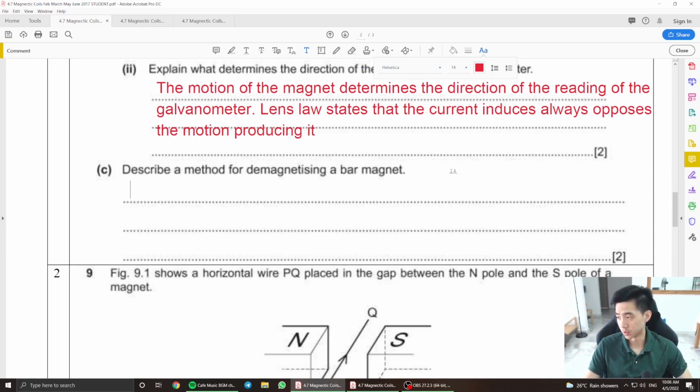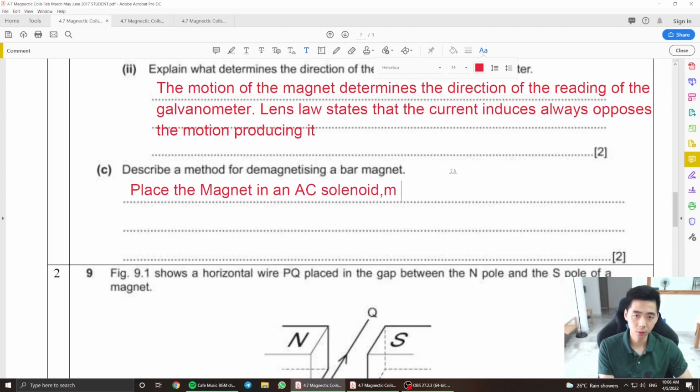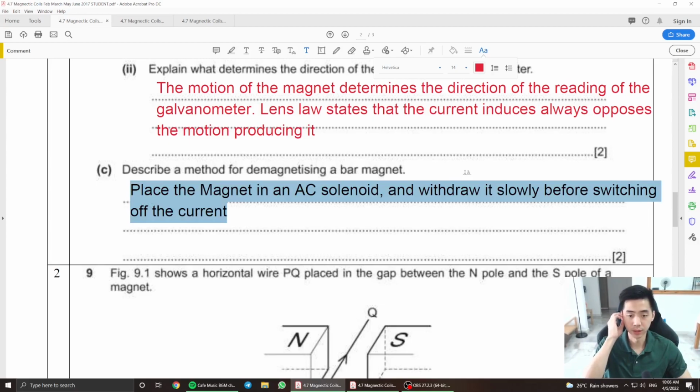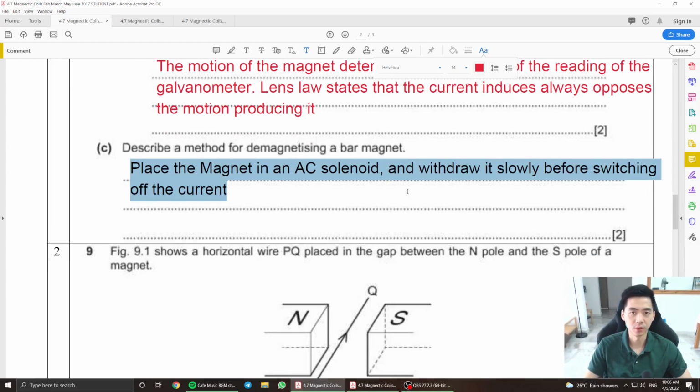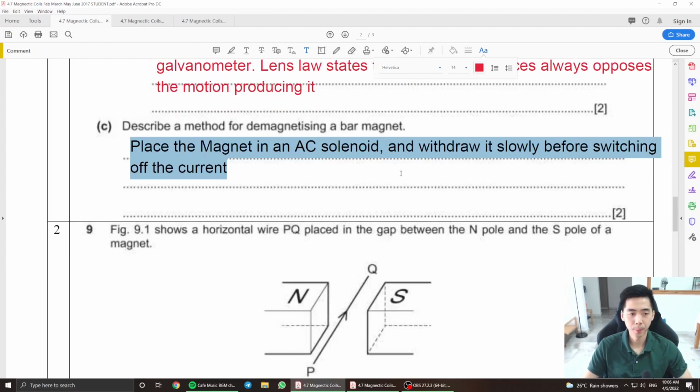So from here I'll just say that place the magnet in an AC solenoid and withdraw it slowly before switching off the current. Alright, these are the quite standard steps to demagnetize a magnet. You should know this by now.